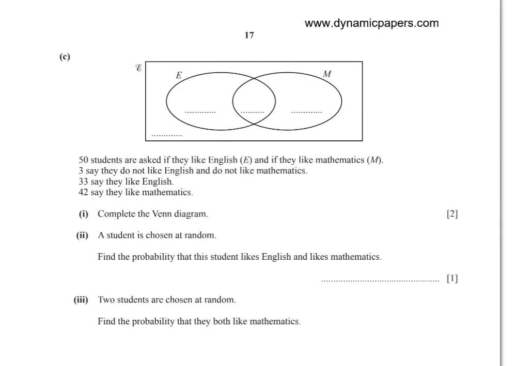Now see, 50 students are asked if they like English and if they like mathematics. 3 say they do not like English and do not like mathematics. So 3 outside.